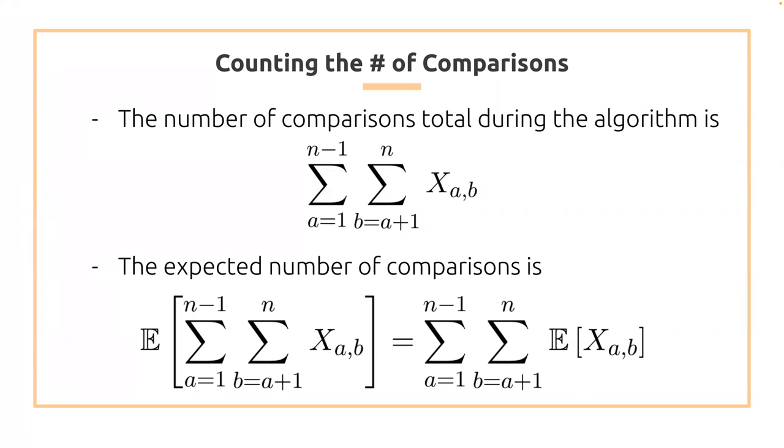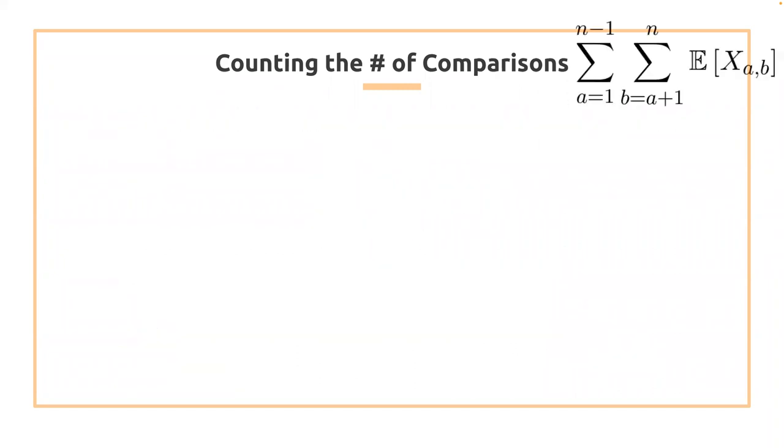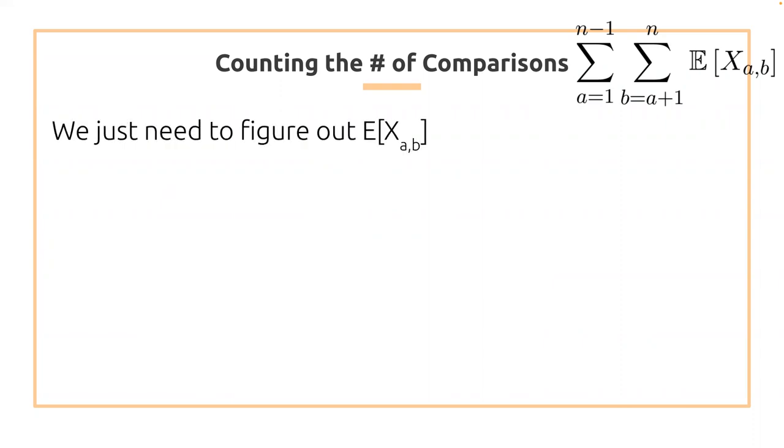This is just the statistics rule. It's called the linearity of expectation, which says you can distribute the expectation over sums, okay? So at the end of the day, this is what we need to calculate. So now we keep going, right? We don't know how to calculate it yet, but we do it step by step. All we need to do is figure out the expected value of this random variable AB.